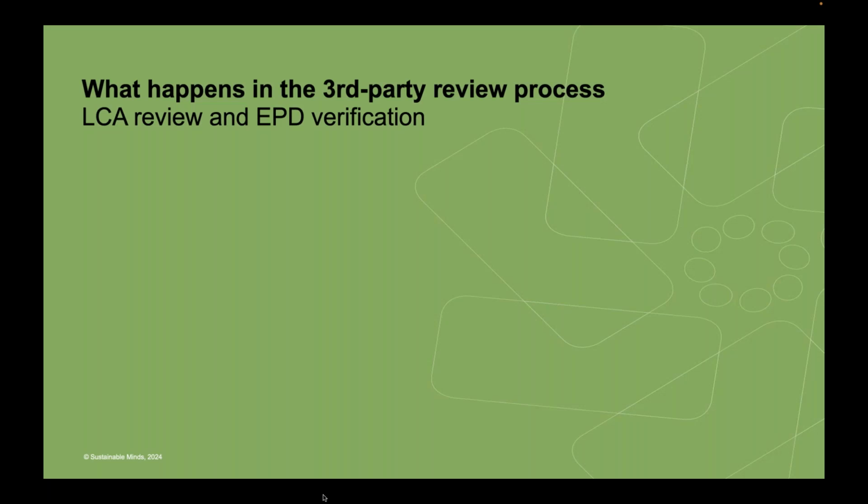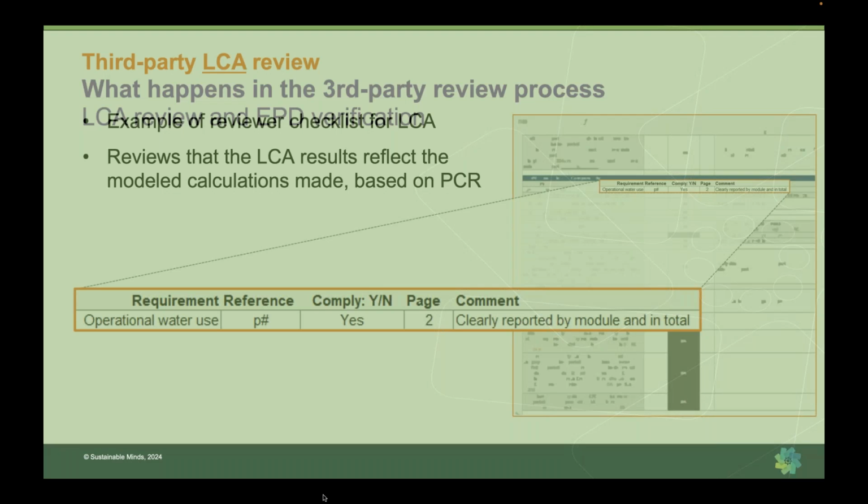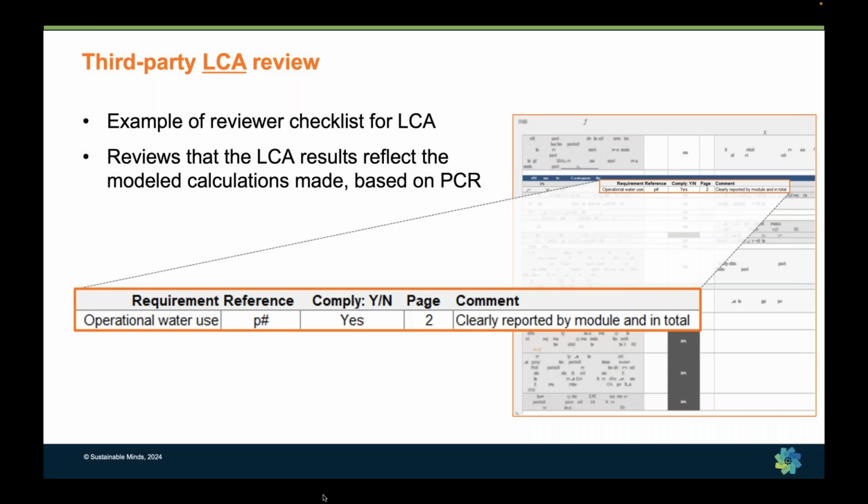So we can follow the same example through to the process of third-party review and verification. So the LCA analyst will submit their LCA report to a third-party reviewer. He generates a checklist of items required by the standards and the PCR that LCA was done to or is seeking conformance to. So in this case, one of those requirements we would expect to be a reference to that operational water use assumption. And the reviewer would check that the calculation was made correctly and then also disclosed in the report.